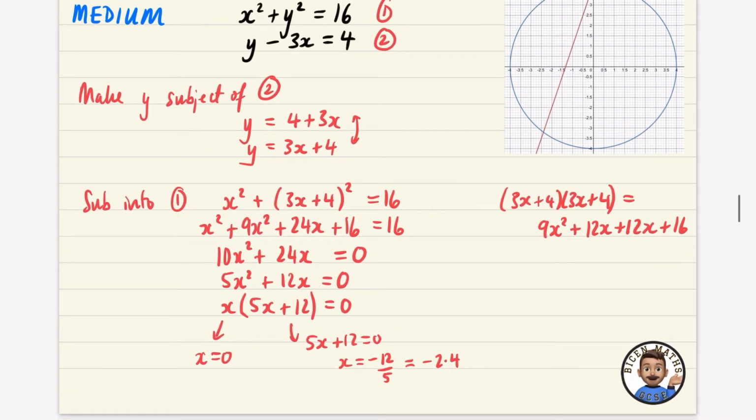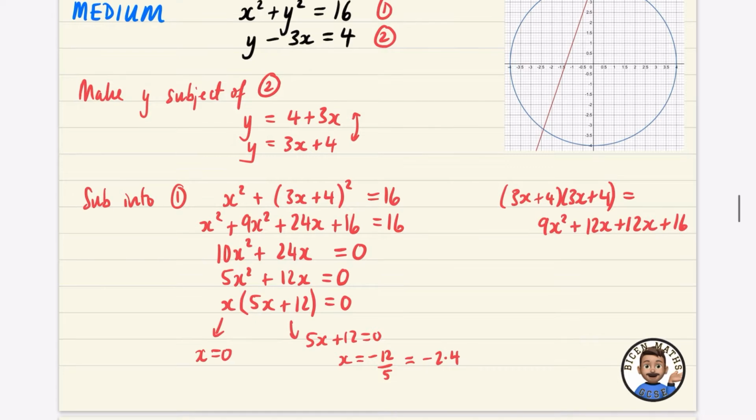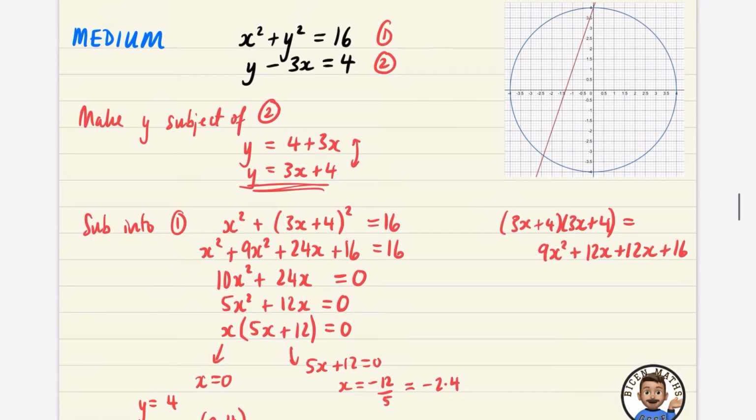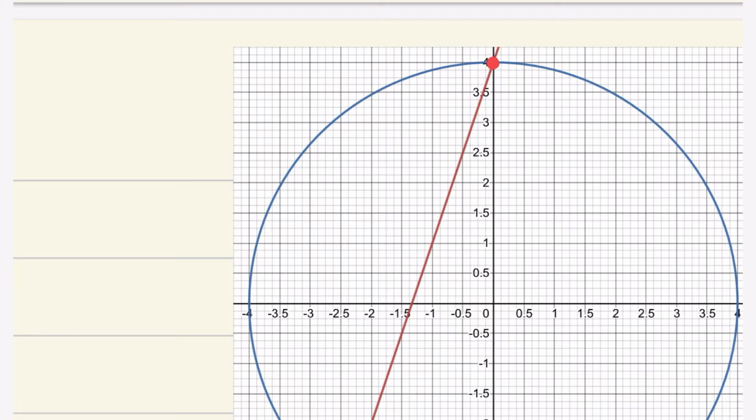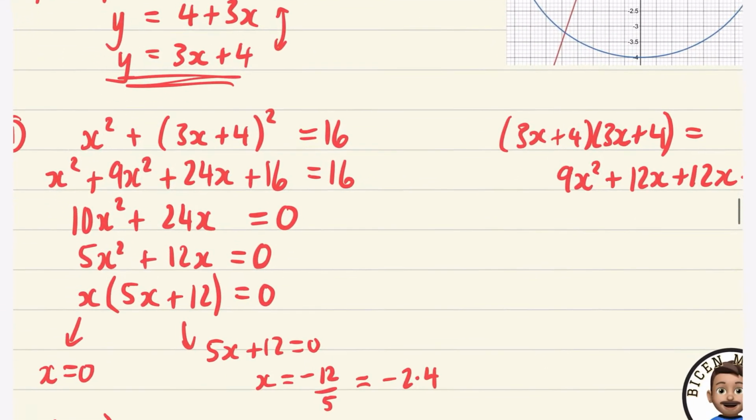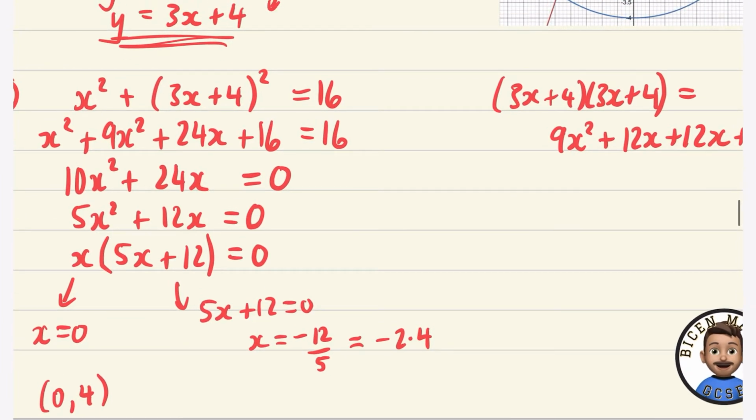So I'm going to have to just squeeze this in. So we know that y is equal to 3x plus 4. So y is going to be equal to 3 times 0 plus 4, which is just going to be 4. So we have this solution that x equals 0 and y equals 4. You can also see that on the graph. x equals 0 and y equals 4. We have that coordinate.